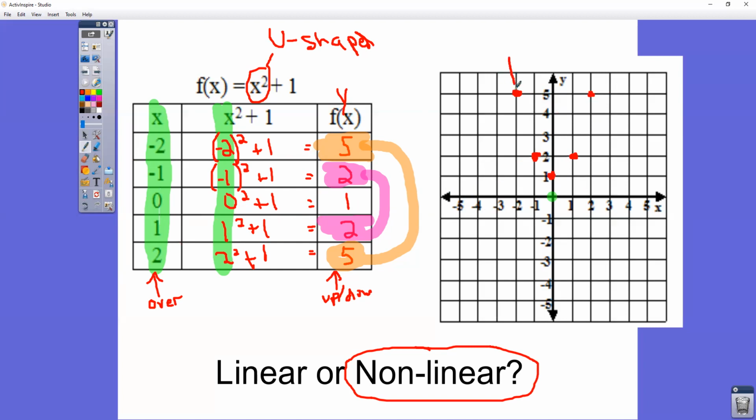Notice how this forms a perfect U-shaped graph. Always make sure that you put your arrows on the ends, and you should label your graph as well. So again, this one is non-linear because it forms a U shape. What makes it a U shape is that x squared in the graph.